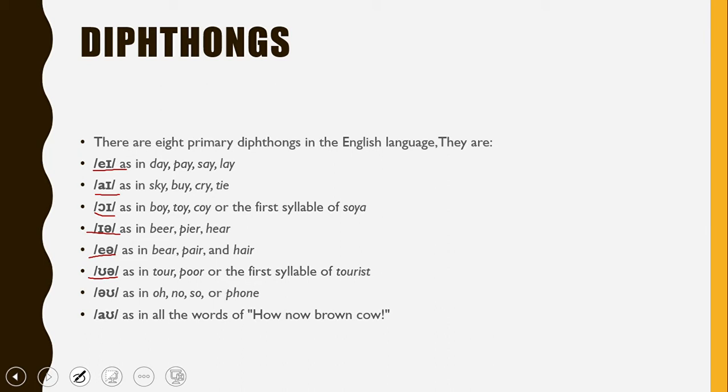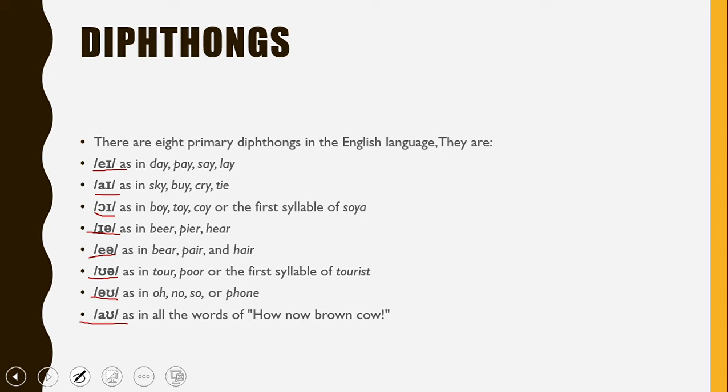Next is the O sound. For example, when you say oh, no, so, and phone. Okay? Next is ow. When you are hit by something and you say ow, this is the sound. And you have so many words like how, now, brown, and cow.